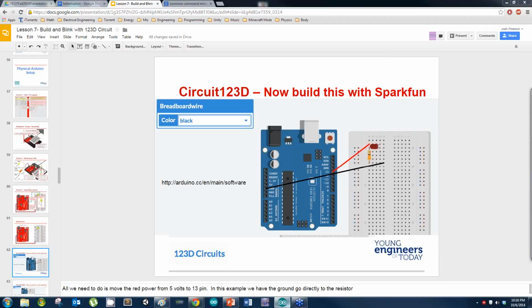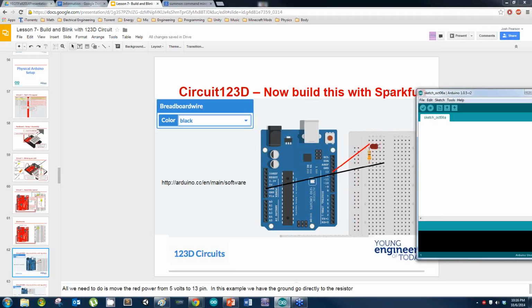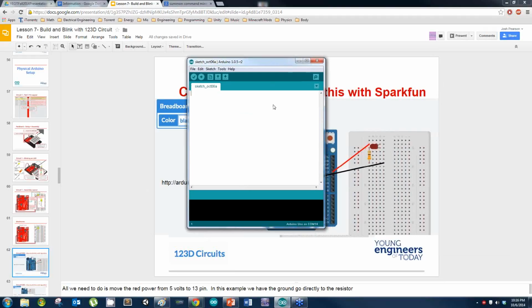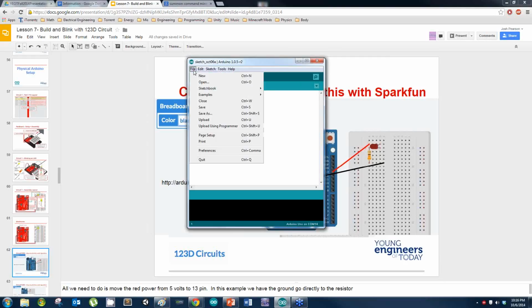So here, go ahead and plug in your Arduino. All right, make sure you have whichever COM selected that you need. And, oh, my Arduino's not plugged in. Should have if I followed my own instructions. There we go. All right.